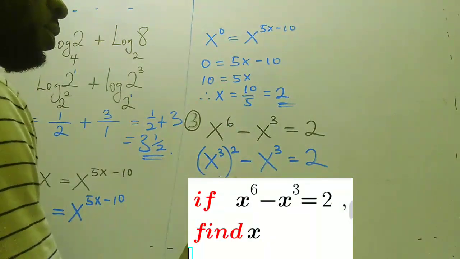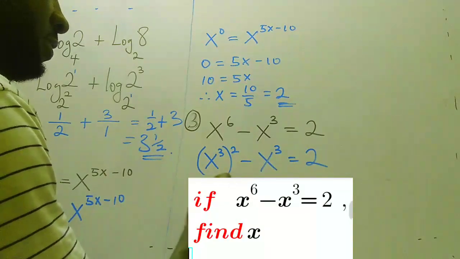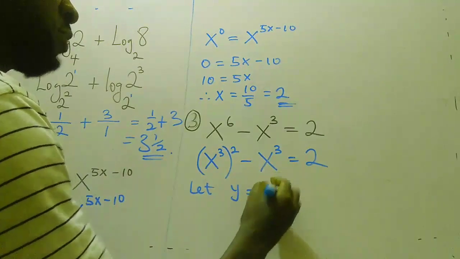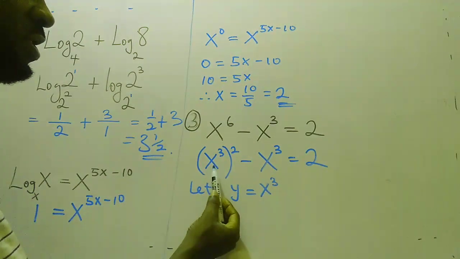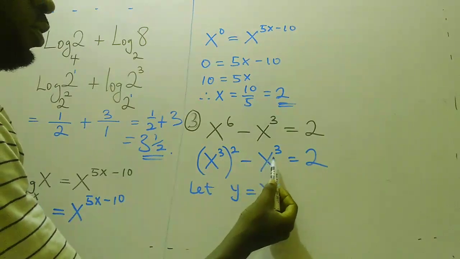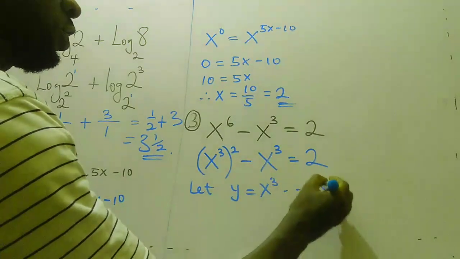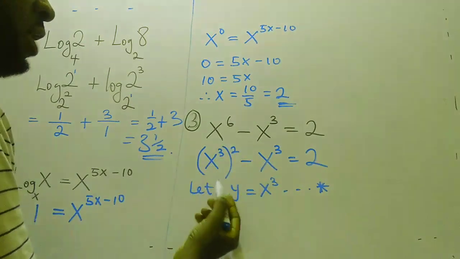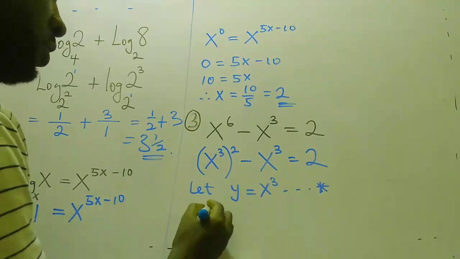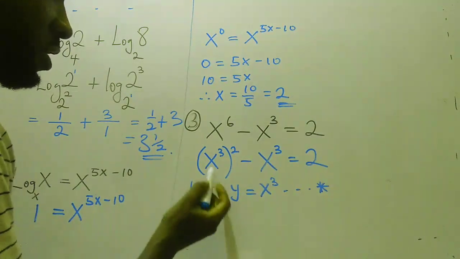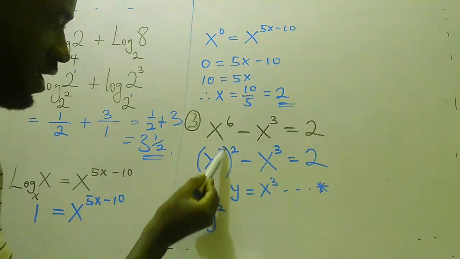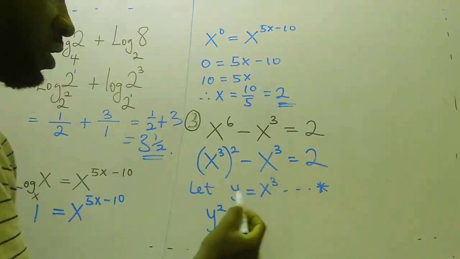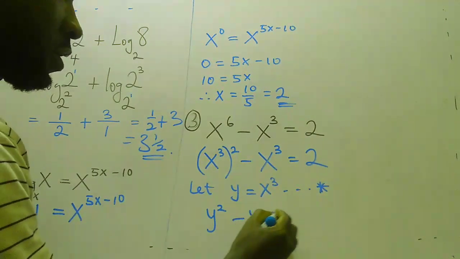So next I'm going to say let y be equal to x to the power of 3, which means I'm going to substitute. Anywhere I see x to the power of 3, I put y. So let me call this equation star. So which means my x to the power of 3 now, I will be replacing it with y. So I'm going to have y squared. You can see I'm removing this x to the power of 3 and replacing it with y, minus x to the power of 3 and replacing it with y also here, equal to 2.